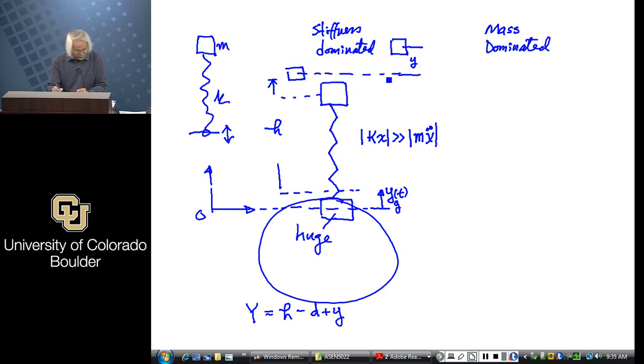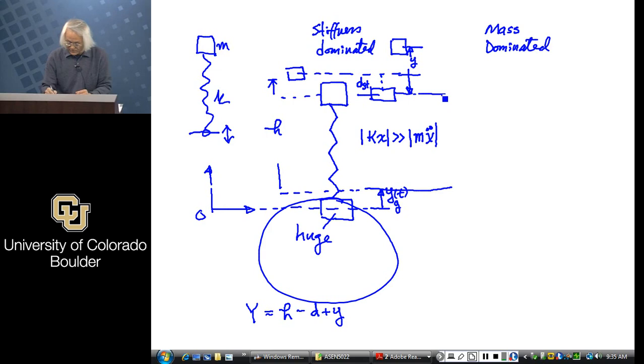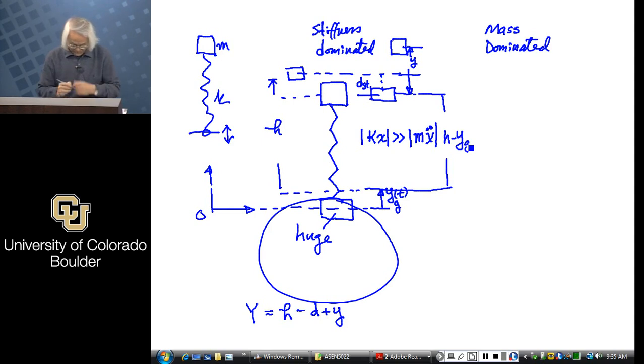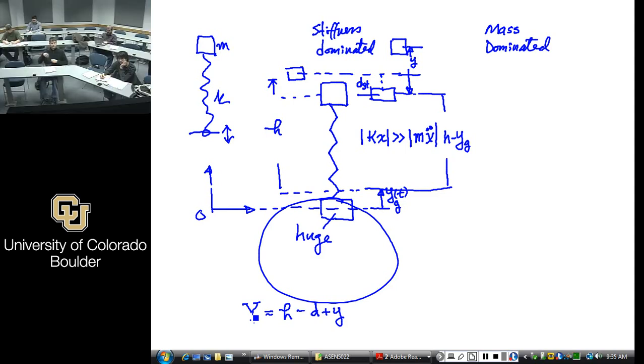So this guy, then from there, it'll come down by a static displacement, which I will call delta static. And then y will be measured from here to there. Okay? So now, because of that, what happens here is that distance from there is h minus yg.